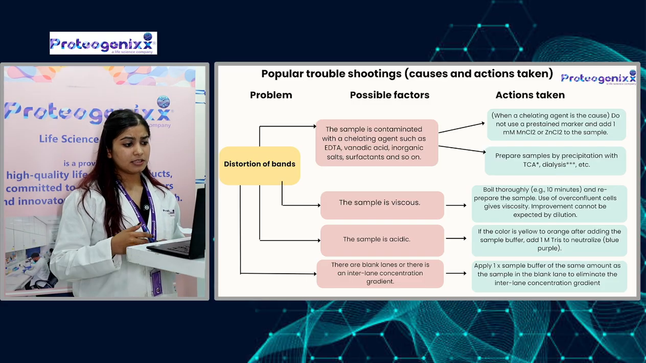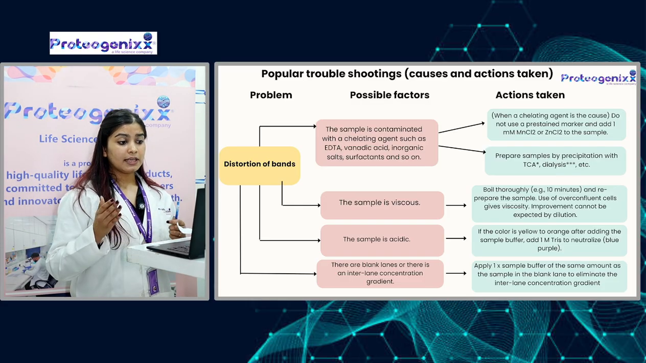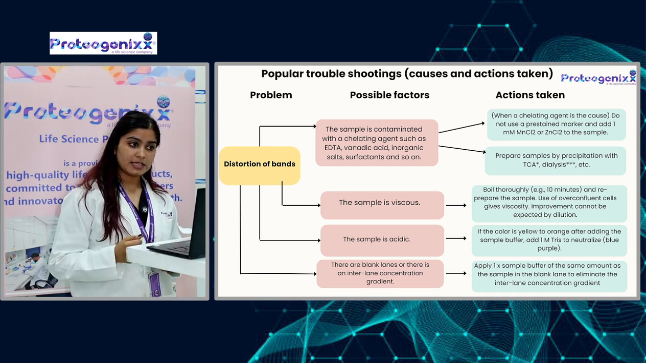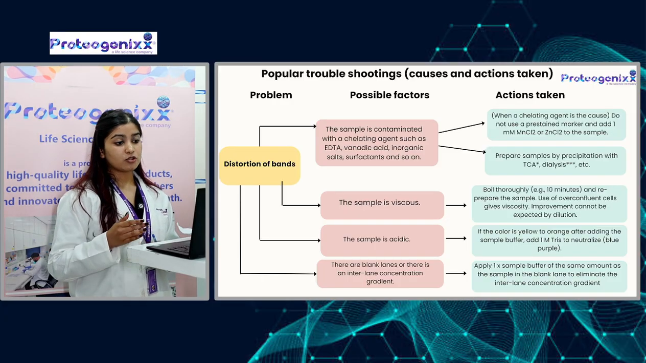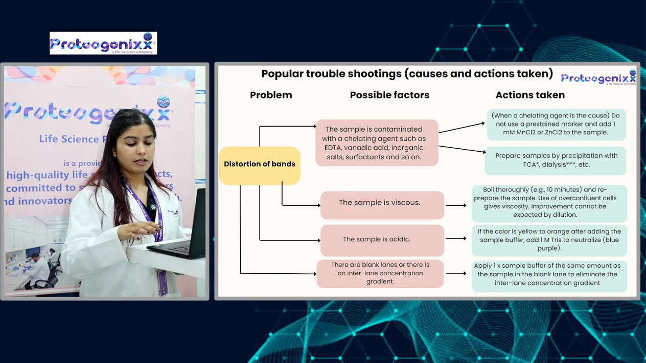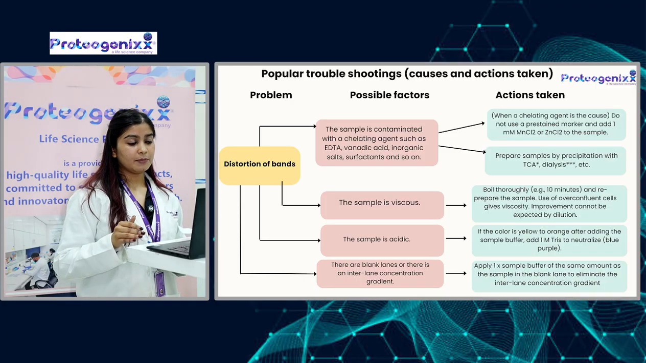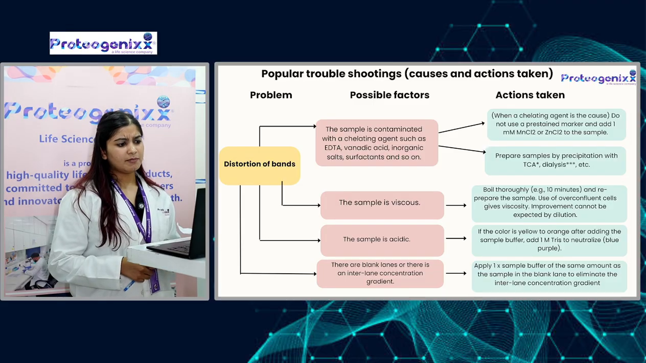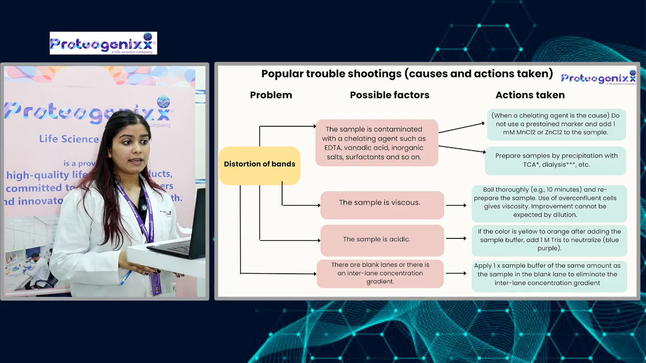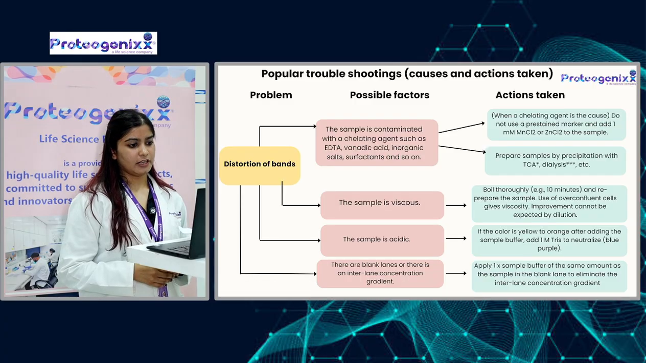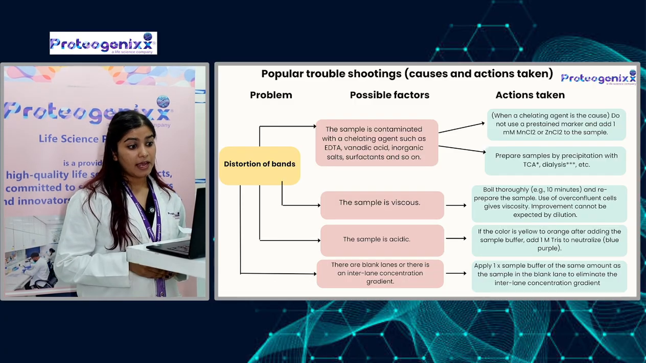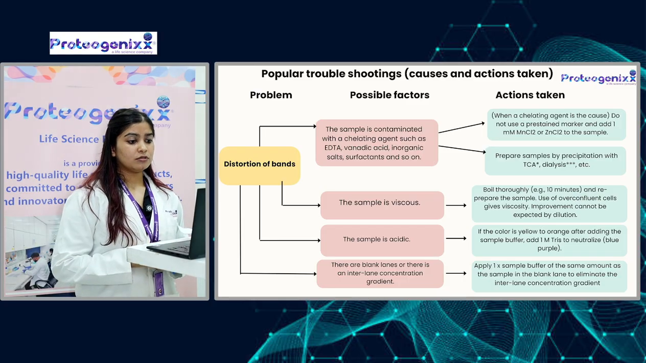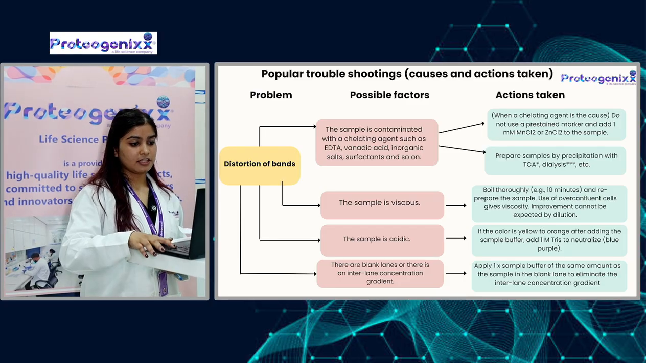Now, if the color of your sample changes to yellow after adding the loading buffer, this means that your sample is acidic. To correct that, you should add 1 molar Tris to your samples to bring the pH to slightly neutral or basic. One more problem is blank lanes or interlane concentration gradients. This can be corrected by adding 1x sample buffer to the empty lanes to eliminate the interlane concentration gradients.